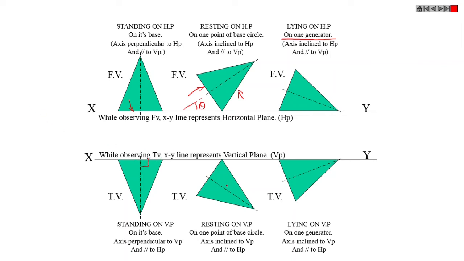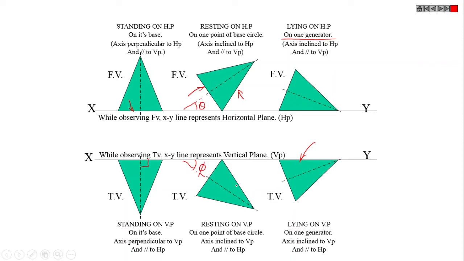And in the second case, we can see that one point on the base circle is resting on VP, and this axis is inclined to VP, and that inclination is equal to phi, because that axis is parallel to HP. And here, the solid is lying on VP on one of its generators. This is one generator. These are the 6 different conditions.